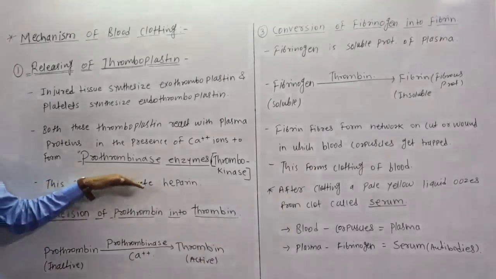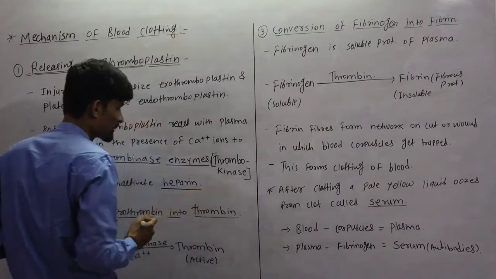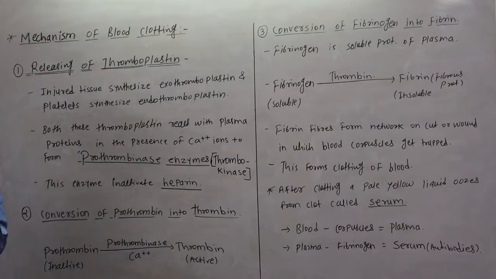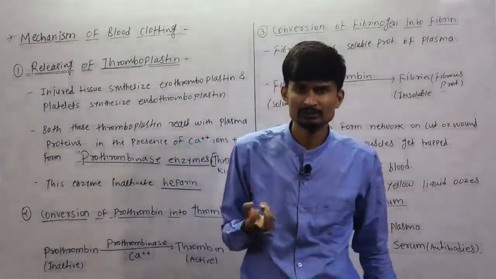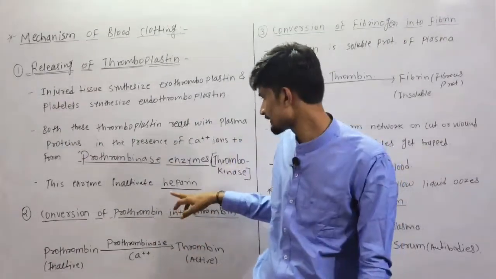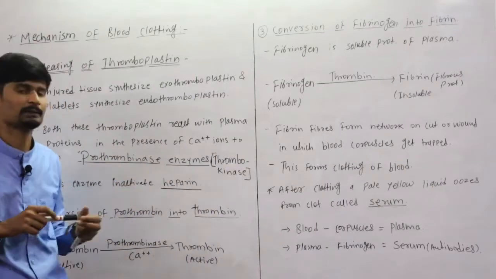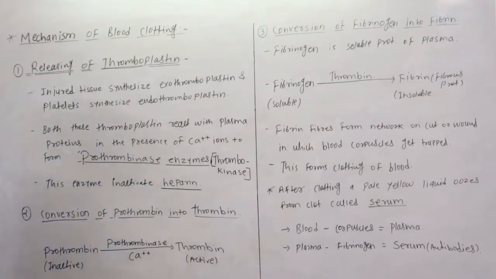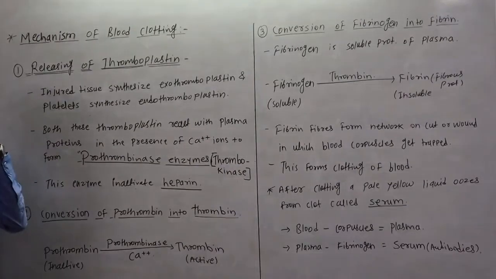These enzymes inactivate the heparin. Now what is heparin? Heparin is a natural anticoagulant present in our blood, which prevents coagulation, because in an intact blood vessel we do not require coagulation. So coagulation is prevented by the heparin, the natural anticoagulant. This enzyme inactivates the heparin, so that's why there is formation of a clot at the injured tissue. So this is the first step, that is releasing of thromboplastin from the injured tissue and the platelets at the site of the injury.